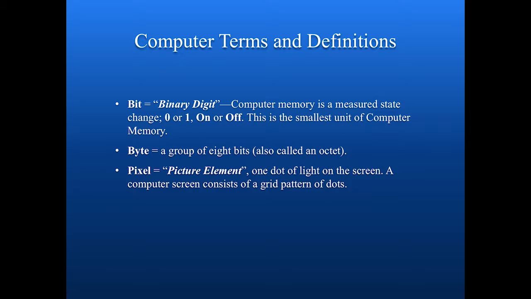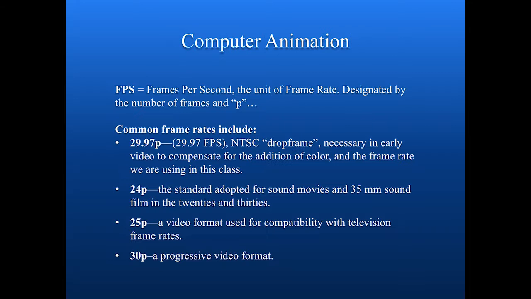Computer memory is a measured state change, so 0 or 1, on or off. It's the smallest unit of computer memory. A byte is a group of 8 bits, which is also called an octet. And pixels is a picture element, one dot of light on the screen. A computer screen consists of a grid pattern of dots.